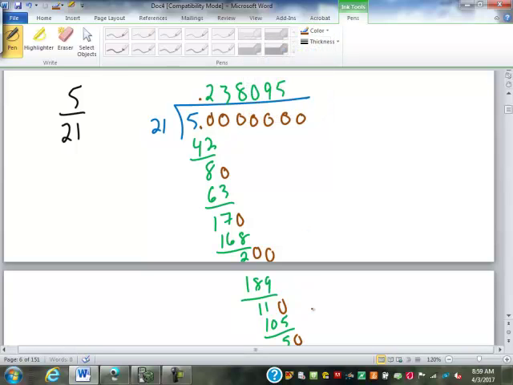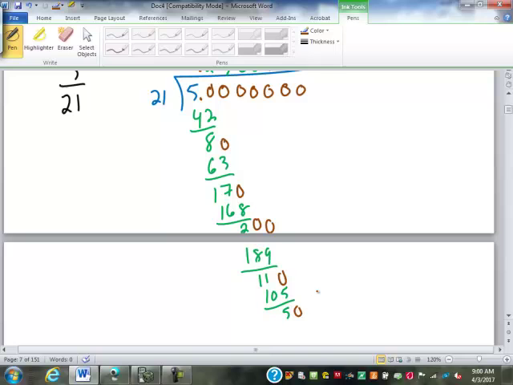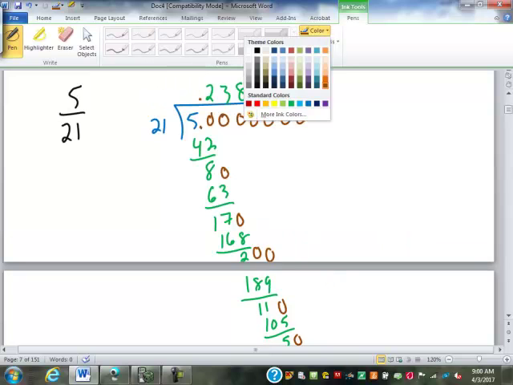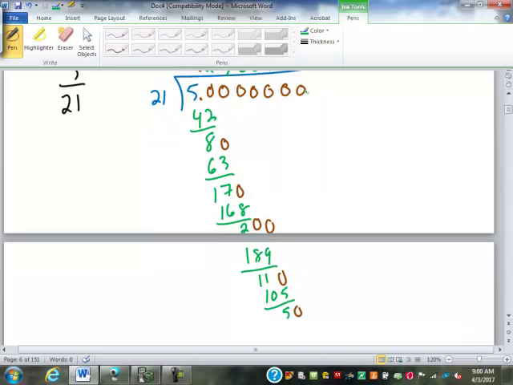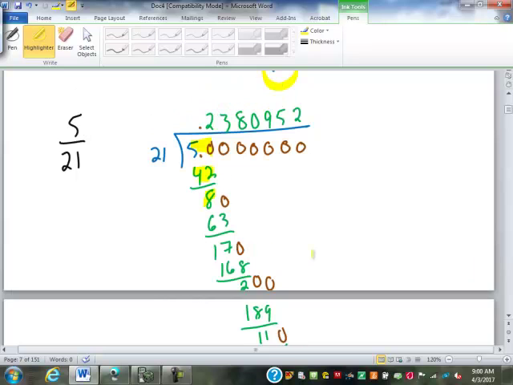Add a 0, bring it down. You might be getting really tempted to call it quits on this one and say, okay, yep, not going to repeat. But what do we notice here? Right now we're at 50. 21 goes into 50 twice. 21 times 2 is 42. We had 50 minus 42 is 8. So we are starting to repeat. This is a 6-digit repeating pattern.